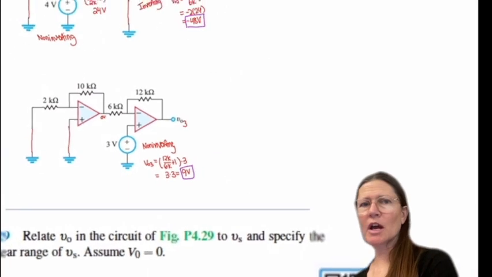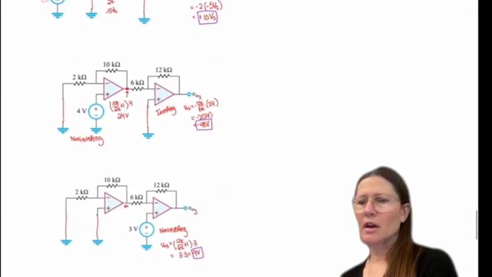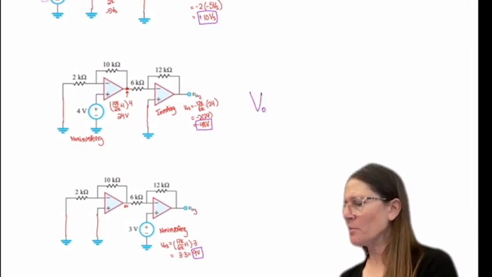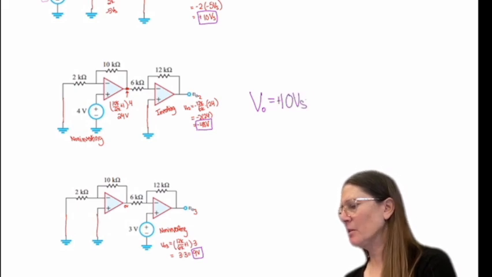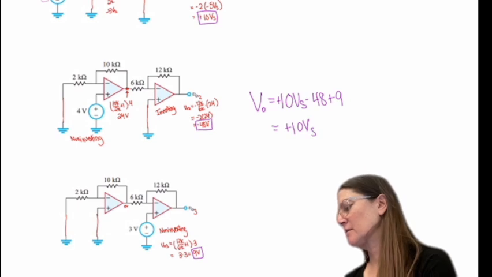So now we can add the 3 answers up. And our output is going to be 10 Vs minus 48 plus 9. So that becomes 10 Vs minus 39 volts.